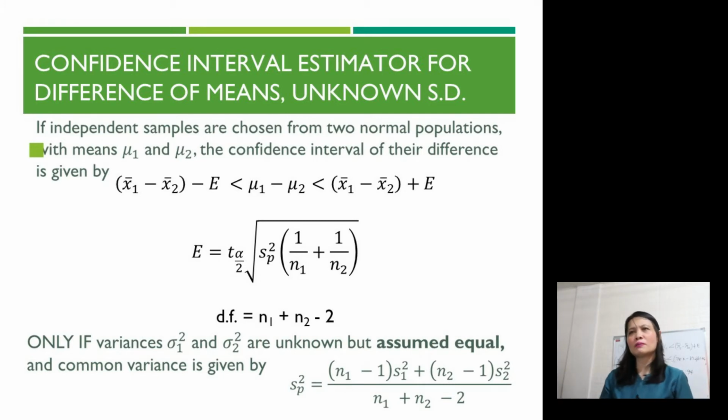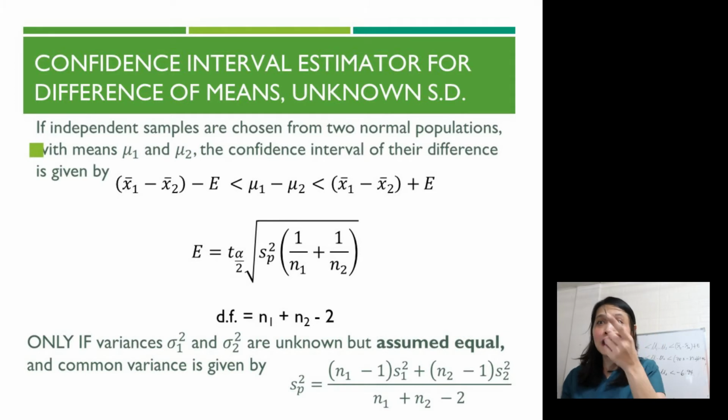Miss, why is it N sub 1 plus N sub 2? In our previous discussion, the one population, since only one population was given, it was N minus 1 only. Because there was only one population. So in here, we're talking about two populations. So your degree of freedom must be N sub 1 plus N sub 2 minus 2, because two samples are given. That's the difference.